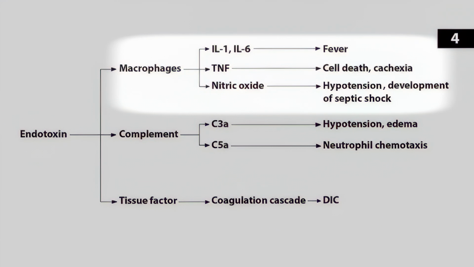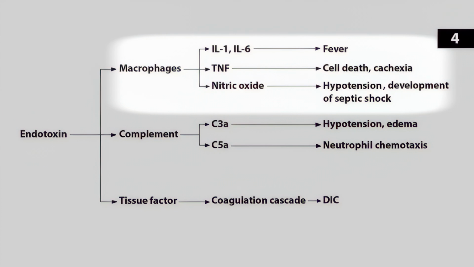Endotoxin can activate macrophages, which in turn produce cytokines including interleukin-1, interleukin-6, and TNF-alpha. Interleukin-1, interleukin-6, and TNF all mediate fever, but TNF can also cause cell death and cachexia. Now, another substance released from macrophages in response to endotoxin is nitric oxide. Nitric oxide causes vasodilatation, which can result in hypotension and development of septic shock. I think that this highlights an interesting aspect of human immune response, and that's that the immune response itself is responsible for many of the severe symptoms associated with infection, including septic shock.